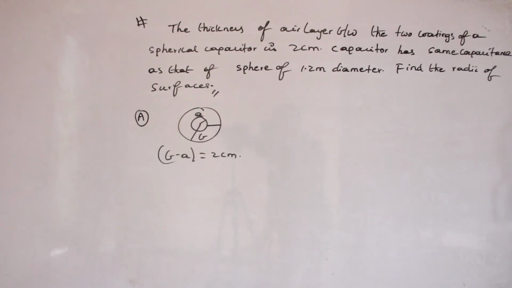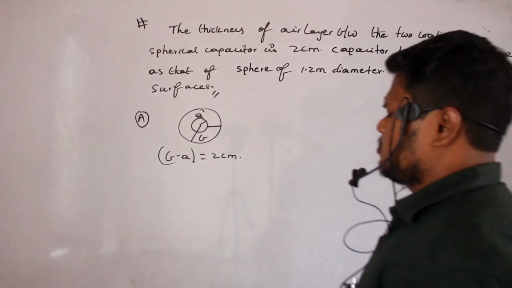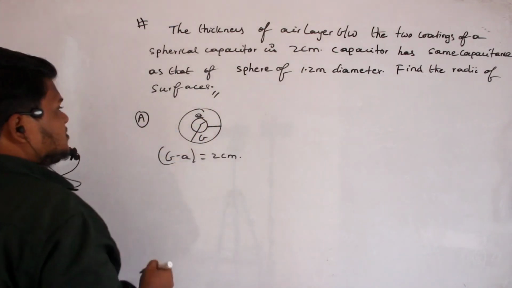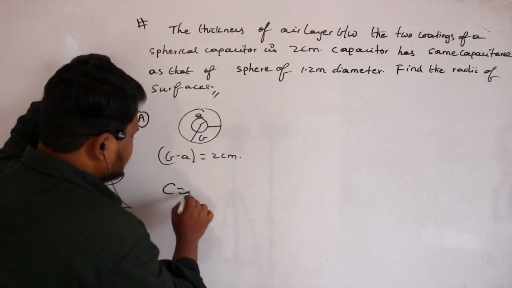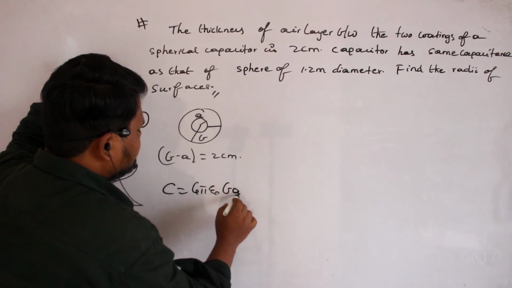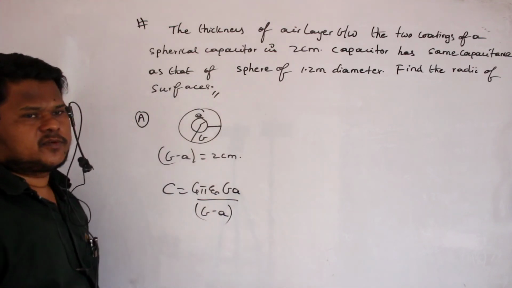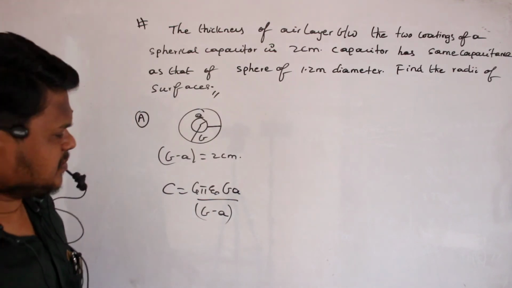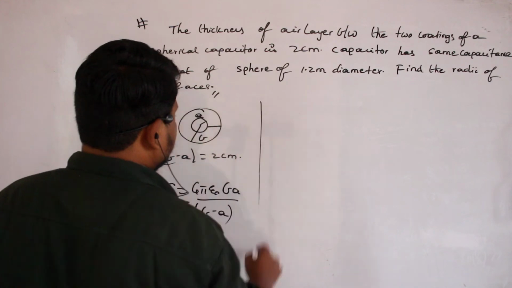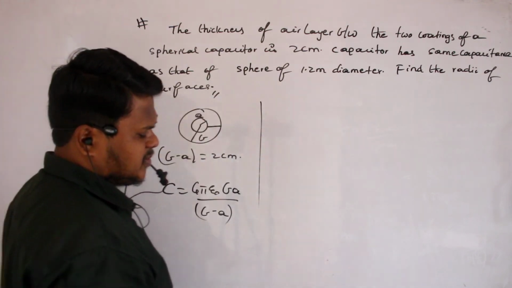Then this capacitor has the same capacitance as that of a sphere of radius 1.2 diameter. Can you say what is the meaning of this? First of all, what is the capacitance of a spherical capacitor? The capacitance of a spherical capacitor is 4 pi epsilon naught into b into a divided by b minus a. This is the relation, no? This capacitance is equal to the capacitance of that sphere of 1.2 meter diameter.